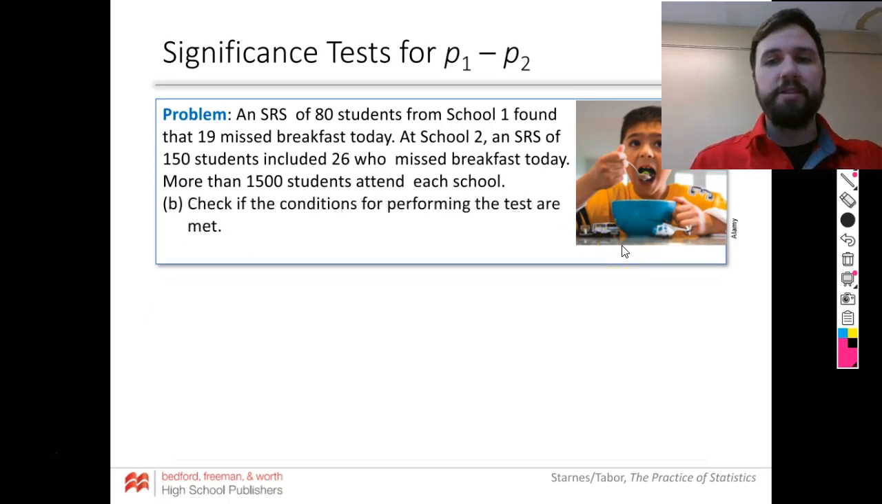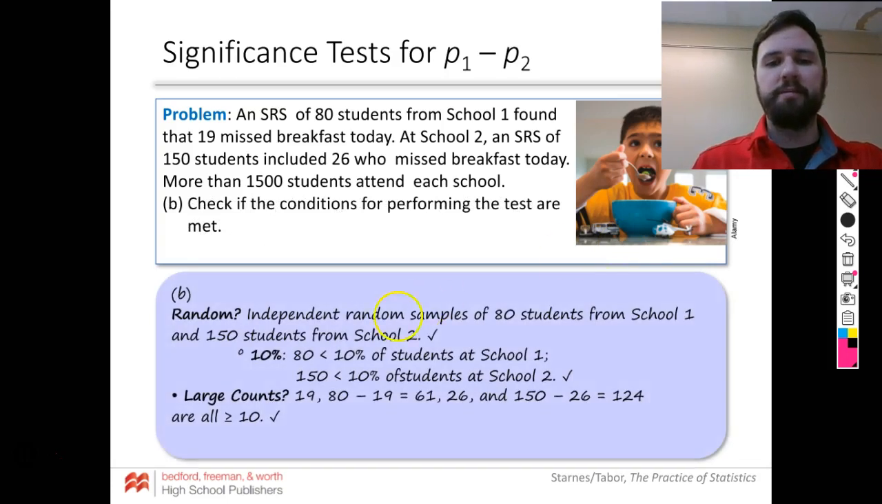All right. So let's check the conditions. Is it random? Yes, random sample from school 1 and school 2. Is it 10%? 80 and 150 are both less than or equal to 10% of the schools. Large counts passes when you go through and do it each way. Okay, so we are good.